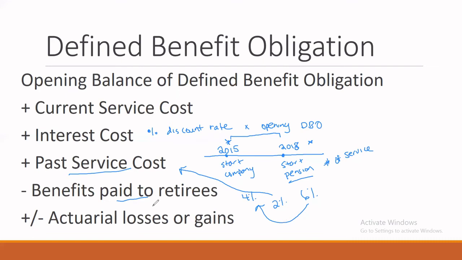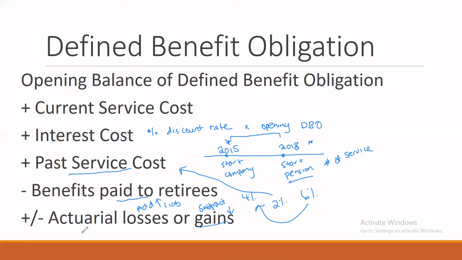So any extra losses get added to your liability. And any gains get subtracted from your liability, because gains are obviously going to bring down your liability. Losses are going to bring up your liability.